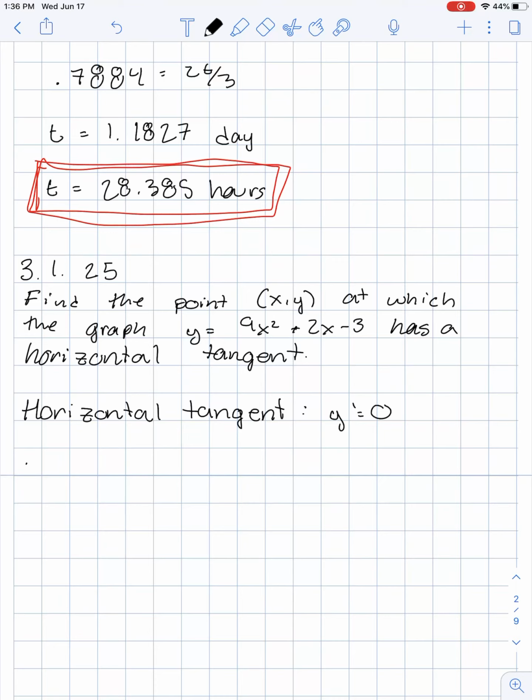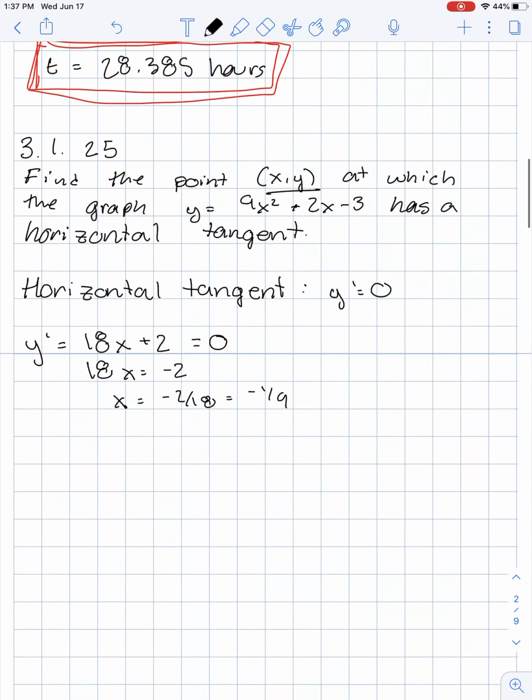So we're going to take y, we're going to find y prime. So the 2 is going to come down from power rule, and I have 18x plus 2. I'm going to set that equal to 0, move that 2 over. x is equal to negative 2 over 18, which is also just negative 1 over 9. Cool, well that's an x. I need the y part of it as well. So I need to plug back into y.